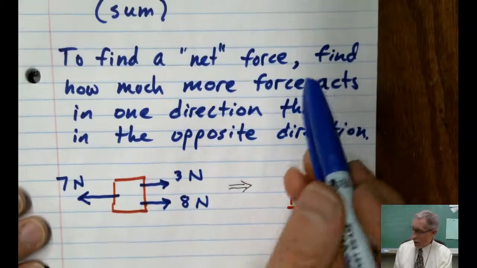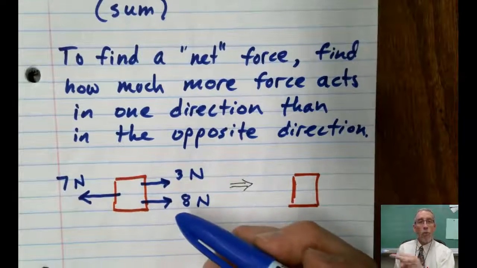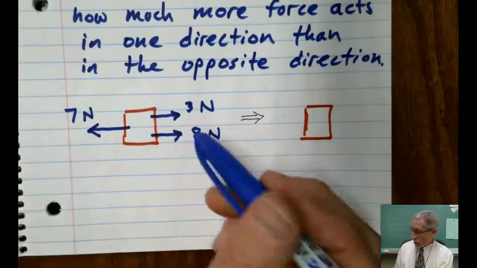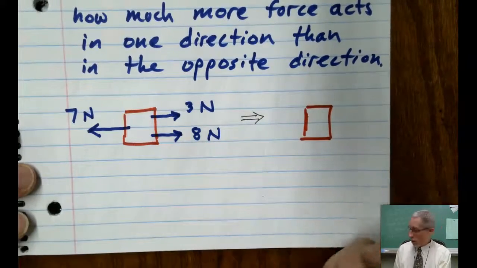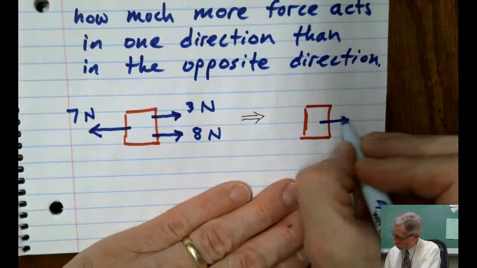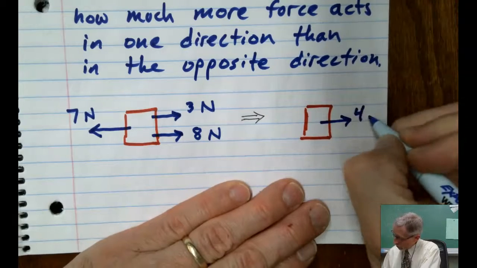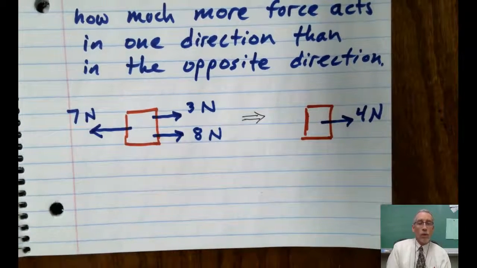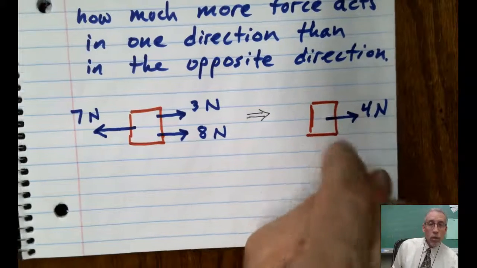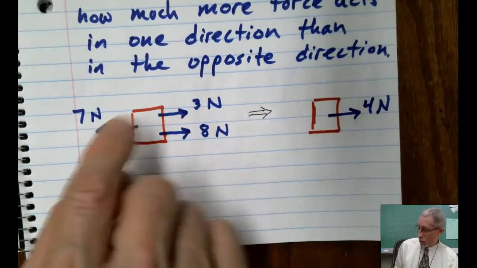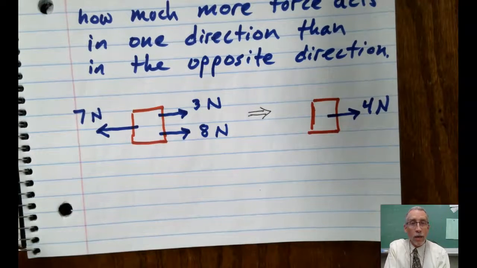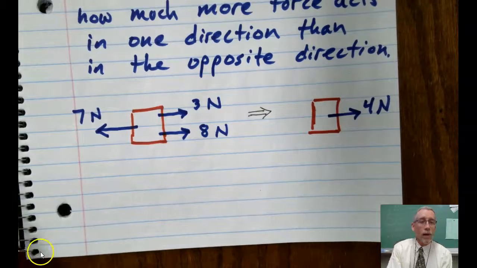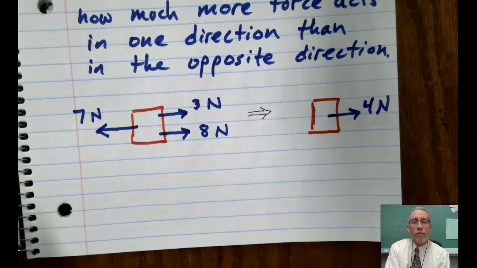See how I said how much more force acts one way than in the opposite way? So 11 rightward and 7 leftward means I have 4 more newtons acting rightward than I have leftward. And so that 4 newtons is the net force due to all of those 3. That's not so bad, right? All right, let's try another one.